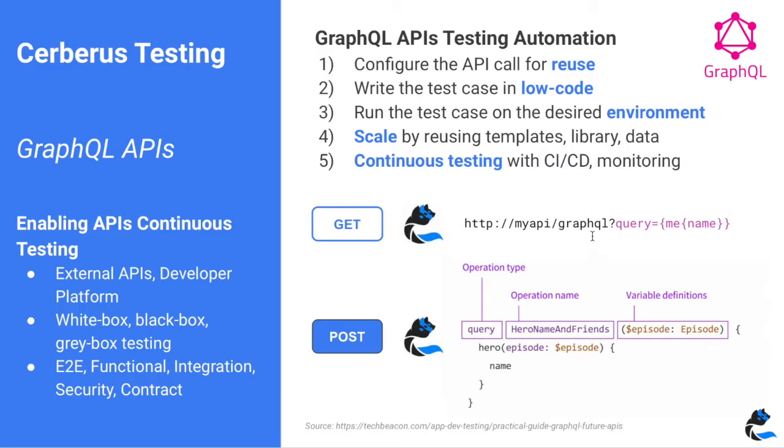Today we'll share how you can use Cerberus to automate the testing of your GraphQL API. In terms of process, we'll configure the API call so you can reuse it later. We'll write the test case with steps, actions, and controls in low code. We'll run the test in a specific environment, and later I will share how, from a simple case, you can extrapolate and scale your testing effort to be integrated and avoid the issues we saw on the last slide.